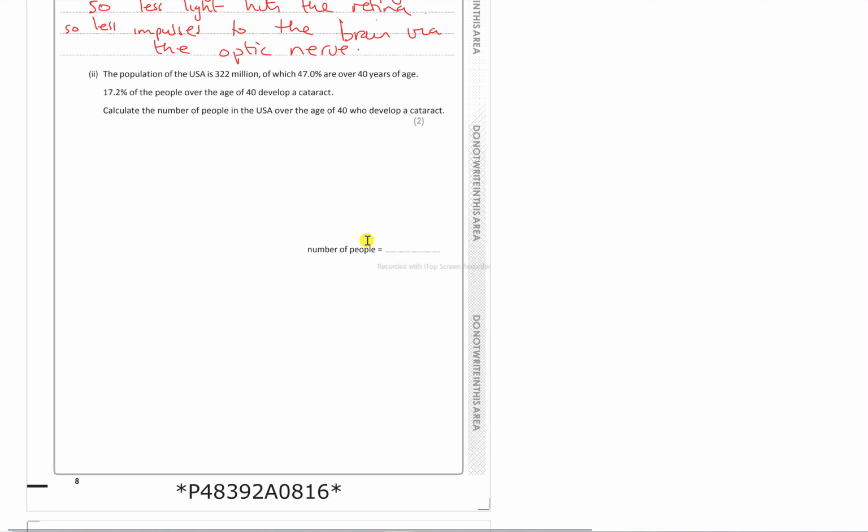This is a maths question. They're saying you've got 322 million people in America. 47% are over 40. 17% of those over 40 develop cataract. Calculate this. So you've got 47%, and then you've got 17.5% of that, and then you've got 322 million. So they want 17.5% of 47% of 322 million.